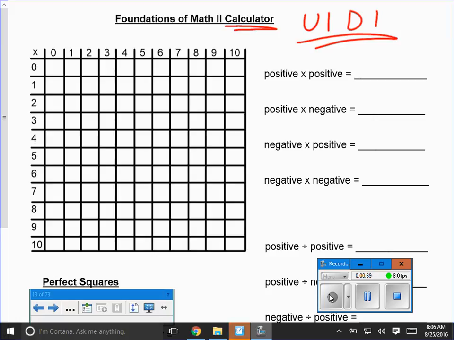Alright, so we're going to go through and fill it out, make sure we get it all filled out correctly since you weren't in class on the first day, and then you will have a copy of this to use throughout the course. So first thing we're going to do is fill out this big grid here. So this all represents multiplication.